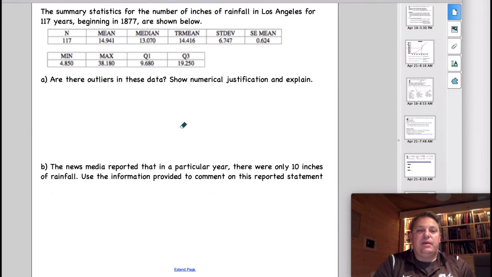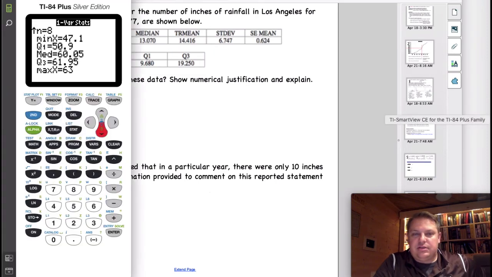All right, last thing that you might see is dealing with outliers. This is one that I pulled from an actual AP problem. I think it's less likely that they ask you about outliers for a set of data where they give you all the numbers. Because one of the things you can do, in fact, let's do this on the calculator quick.